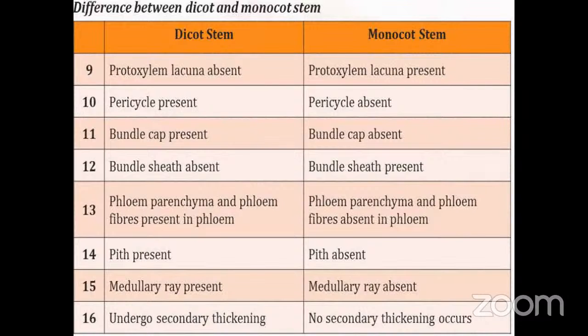Then pith is present in dicot stem in the center, next to, below the vascular bundles. You find some parenchymatous tissue which is large. It is known as pith. Such pith is absent in monocot stem.